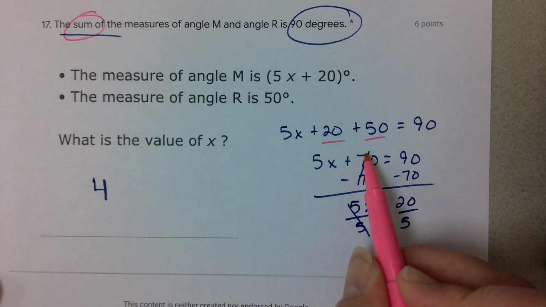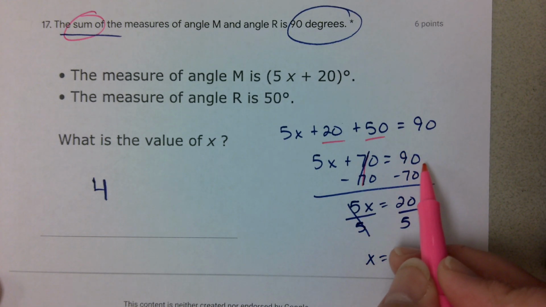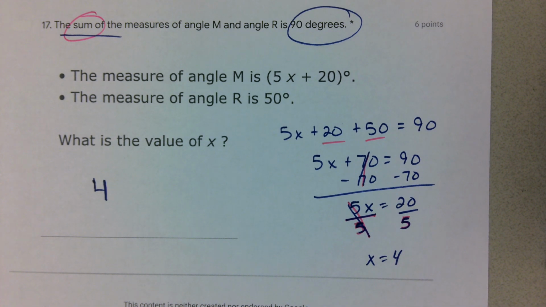And then I used inverse operations, zeroed out my 70, brought down my 5x. 90 minus 70 is 20. Divide by 5 to isolate my variable. 5 divided by 5 is 1, bring down x. 20 divided by 5 is 4. x equals 4. The value of x is 4.